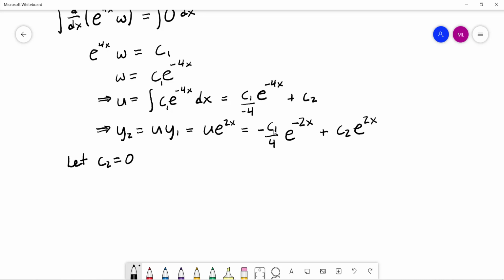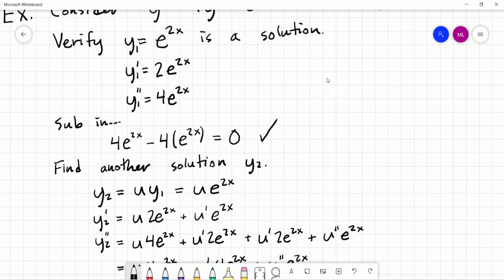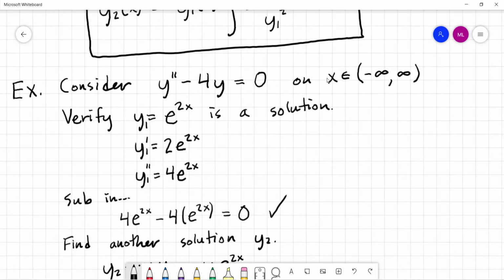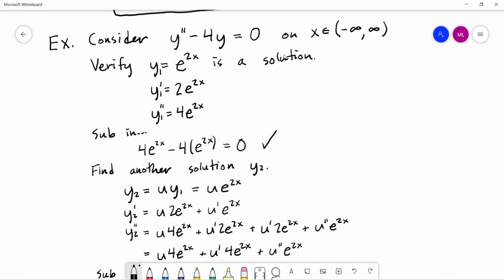And over here, might as well let c1 be equal to, I don't know, negative 4, so that we get some nice cancellation here and just wind up with y2 equals e to the negative 2x. And I'm allowed to do that again because what I'm calling C1 and C2 down here are different than the C1 and C2 when we try to construct our general solution, right?